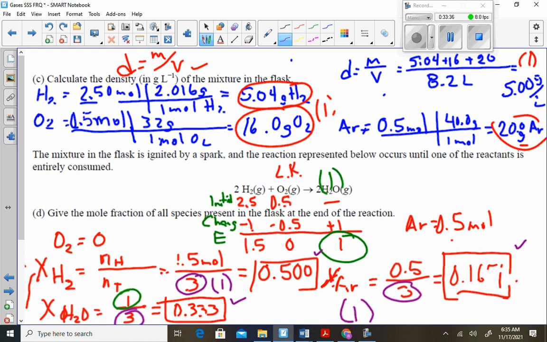And I guess a lot of people forgot about argon, finding a mole fraction, so they didn't take off for that, as long as they included it in the total moles.